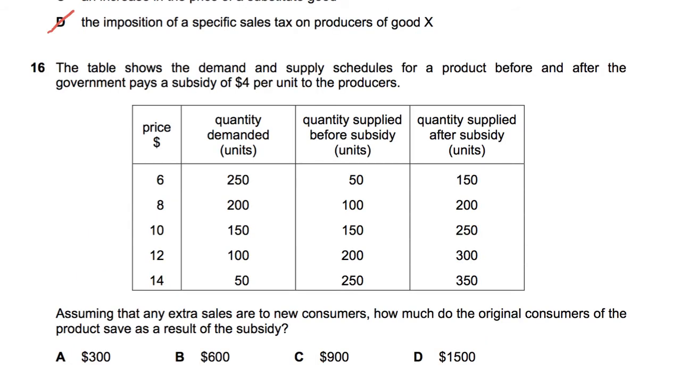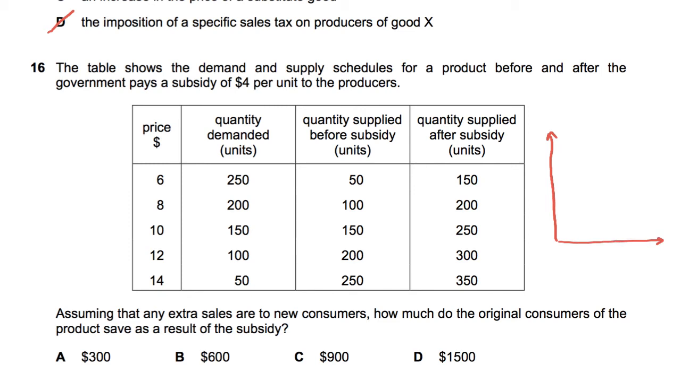In 16, they're giving us a demand and supply curve, and they're saying that there's a subsidy of $4. The government is giving a subsidy of $4, and they're assuming that any extra sales are to new consumers. How much do the original consumers of the product save as a result of the subsidy? So the way we go about doing these kinds of questions is always to make a demand and supply diagram.